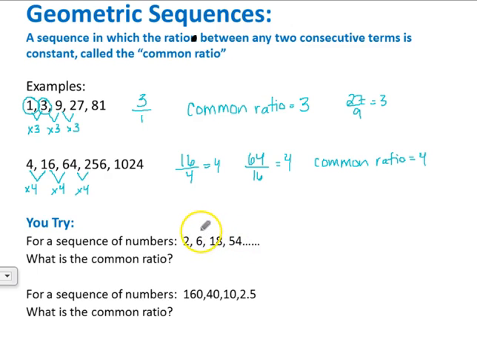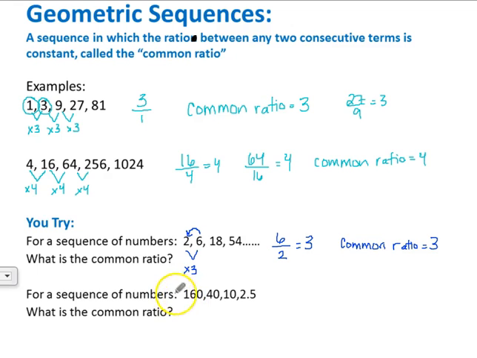All right, so what I'm going to do is compare the second term in a ratio to the first term. 6 divided by 2 is 3. So it looks like if I multiply each term by 3, I should get the next term. Does that work? 2 times 3 is 6, 6 times 3 is 18, 18 times 3 is 54, so that works. So the common ratio in our first sequence is 3.